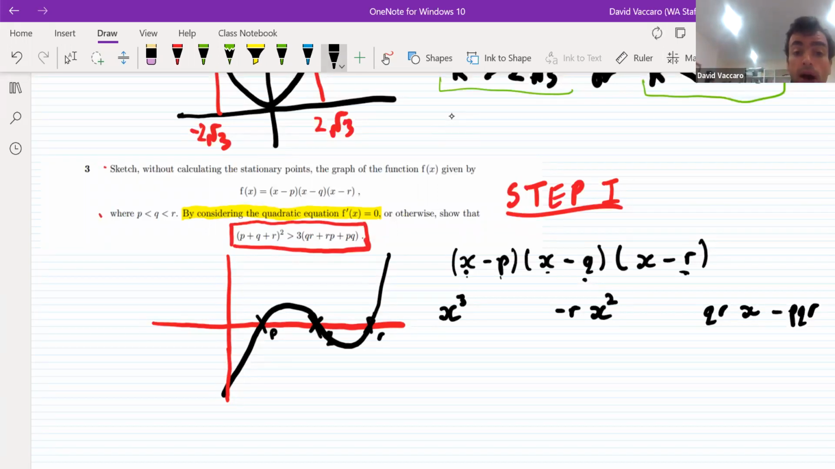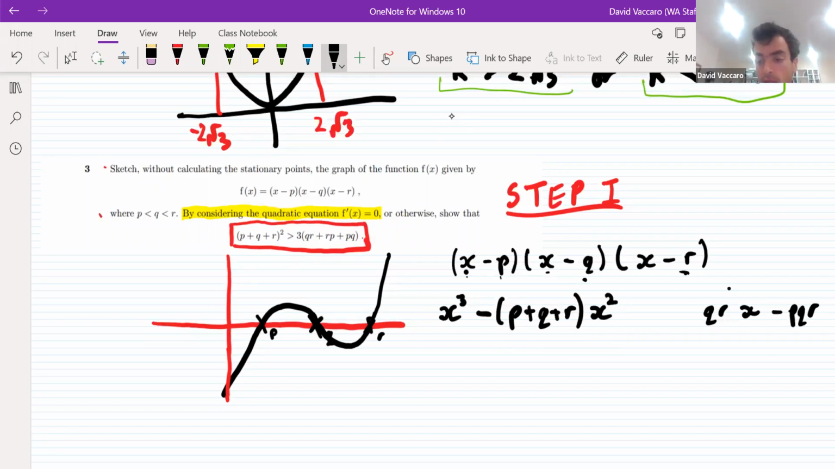Now, I know this can't be the whole expression, but I can now think what the rest of the expression is, because if I get a negative rx squared term, it would be bonkers if I didn't also get a negative qx squared term and a negative px squared term, because the p, q, and r can just be interchanged. So I know that my x squared coefficient is going to be negative (p plus q plus r).